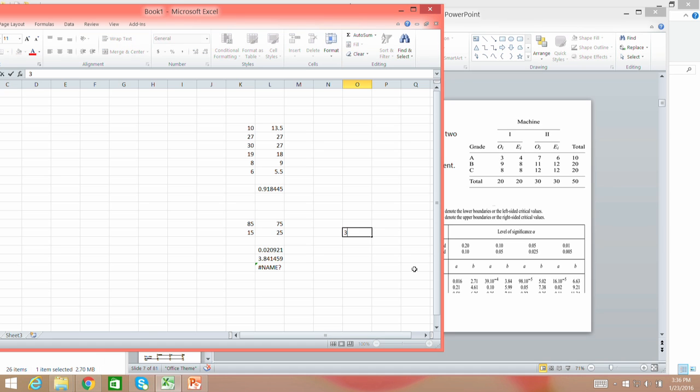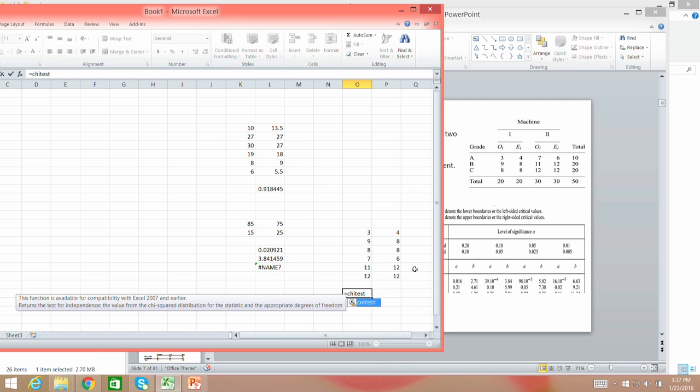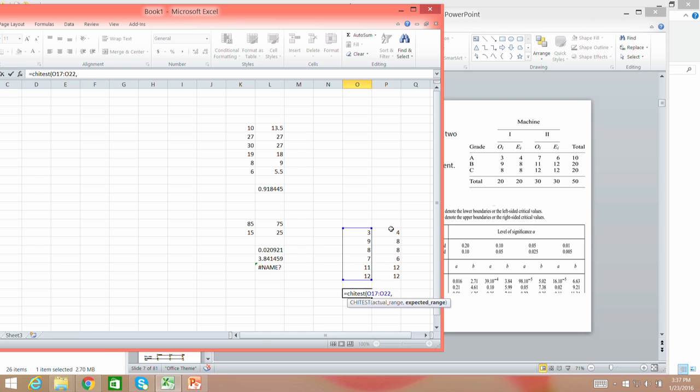Observed is 3, 9, 8, 7, 11, 12, whereas expected is 4, 8, 8, 6, 12, 12. Okay, so how do you do this problem? Chi test. So the actual and the expected. So we get a probability of 0.98. So obviously the null hypothesis cannot be rejected.